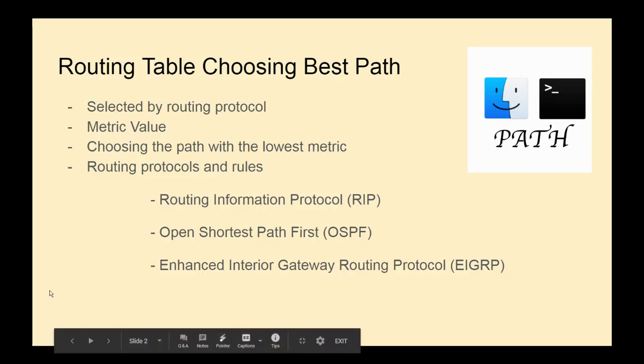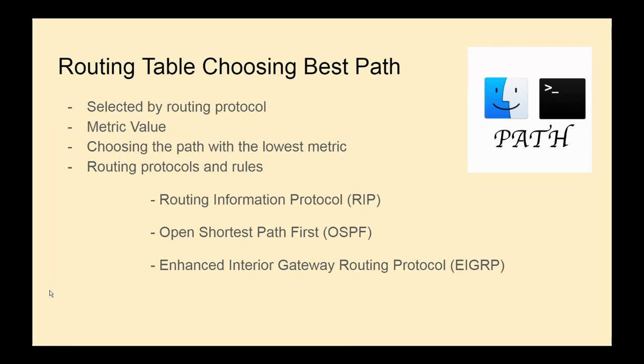The best path is selected by a routing protocol based on the value or metric it uses to determine the distance to reach a network. A metric value is a value used to measure the distance to a given network. The best path to a network is the path with the lowest metric.